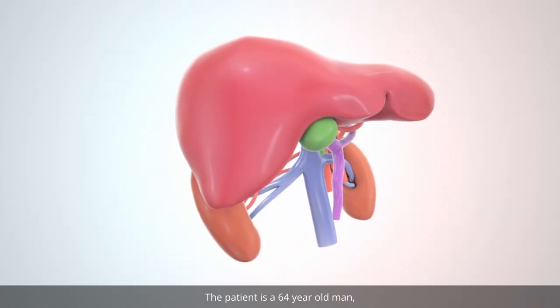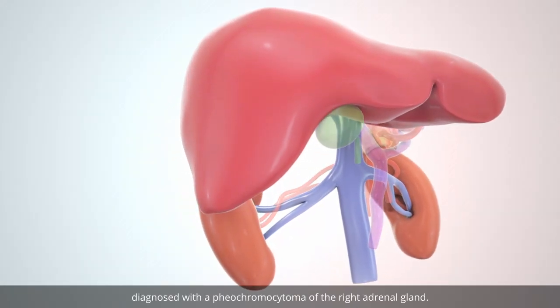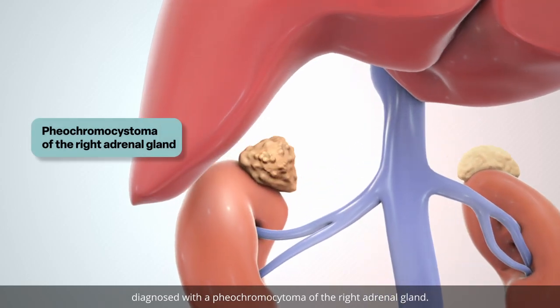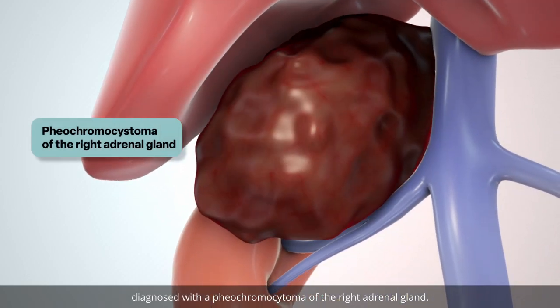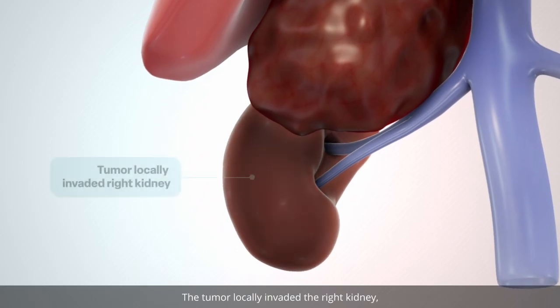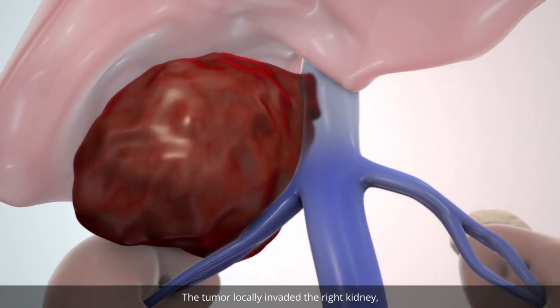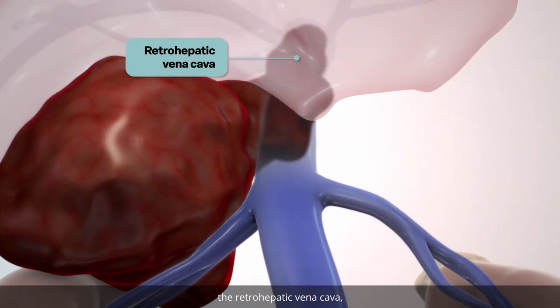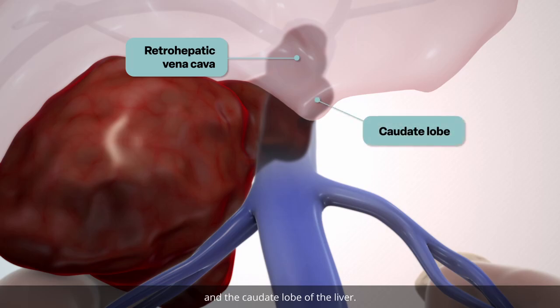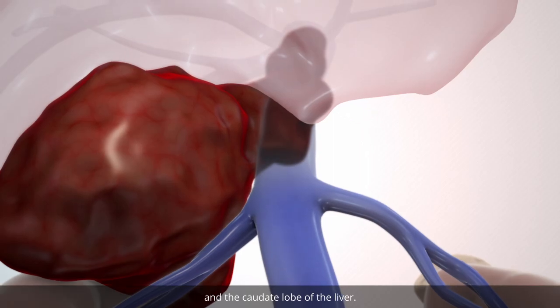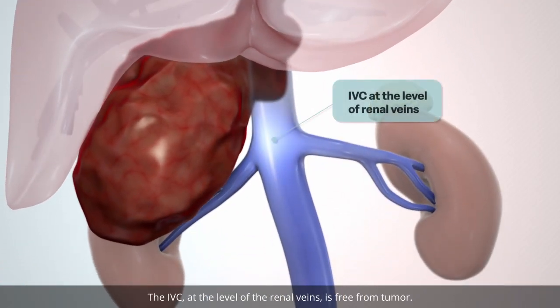The patient is a 64-year-old man diagnosed with a pheochromocytoma of the right adrenal gland. The tumor locally invaded the right kidney, the retrohepatic vena cava, and the caudate lobe of the liver. The IVC at the level of the renal veins is free from tumor.